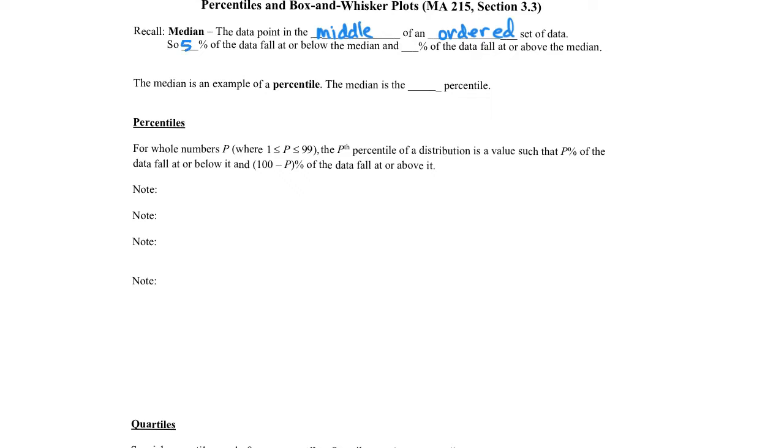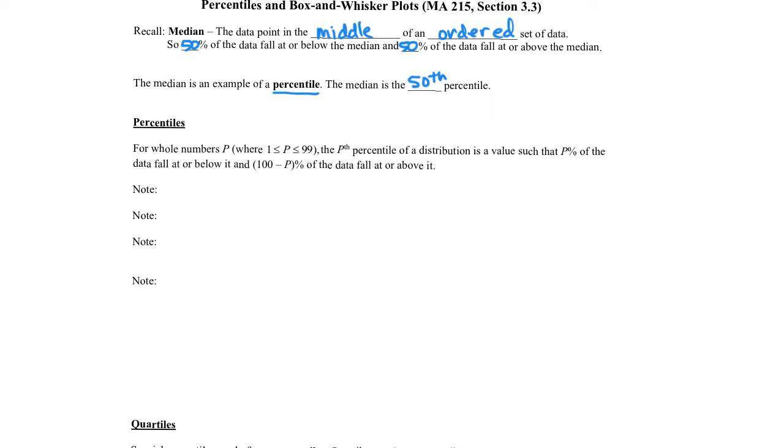So the median is a data point in the middle of an ordered set of data, which means that 50% of the data fall at or below the median, and 50% of the data fall at or above the median. The median is an example of what's called a percentile, and the median is the 50th percentile. So let's take a look at these percentiles.